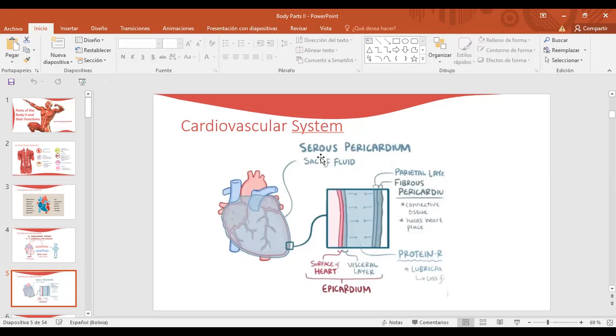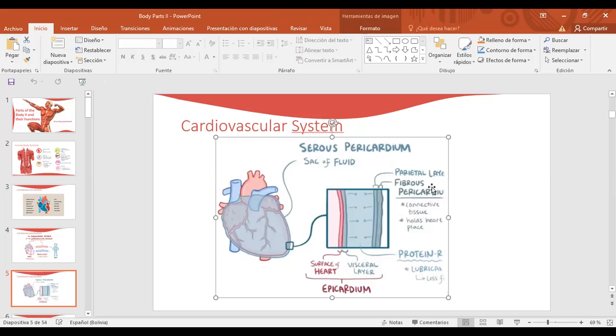Okay. Serous. This word comes from serum, right? So it's serous, and this word fibrous comes from fiber, right? So it's fibrous, right? Okay. A lot of people also had problems with this word. Could you read it for me? Parietal. It's actually parietal. Okay, thank you.